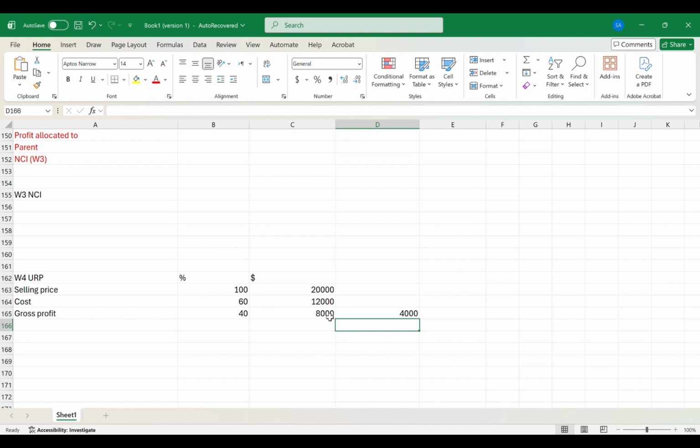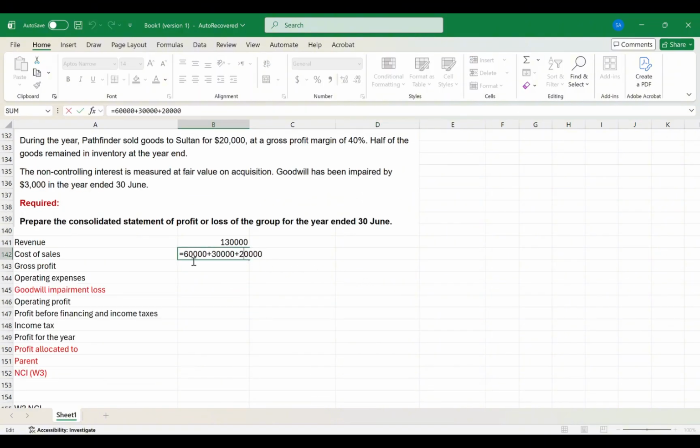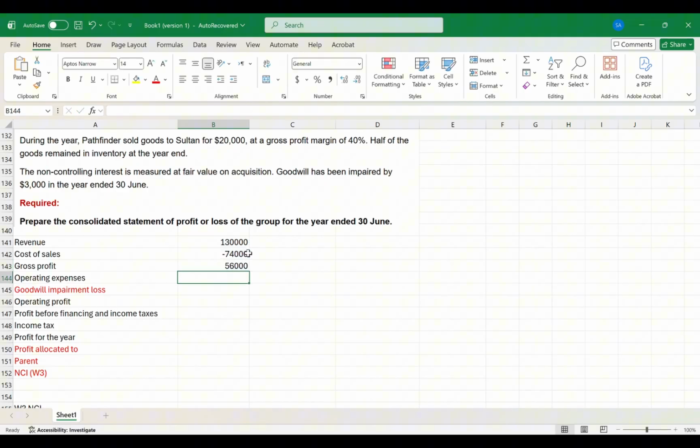Okay. So that 4,000 you have to adjust here. Remember, when you're taking this a minus figure, and plus 4,000 minus 4,000 is minus. Okay, unrealized profit you have to deduct. Now gross profit does not need any working, just the sum function of this two. That's it.